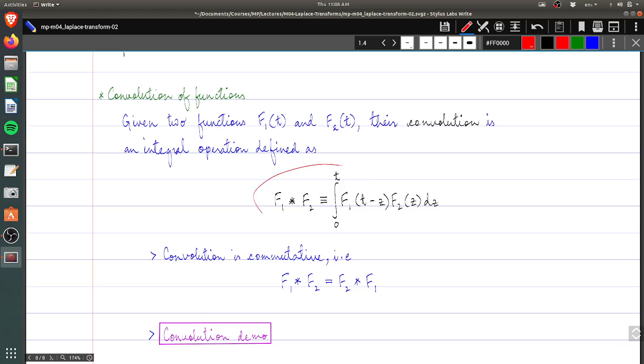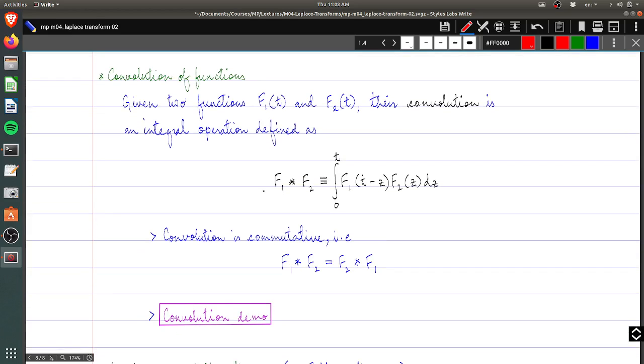Essentially we are doing a mirroring of one of the functions, translating it, and then superimposing both of these and taking the integral. So basically we are trying to find the overlap integral between these two functions. This convolution is very common in signal processing, and it is a commutative operation. That is, it really does not matter in which order you do the convolution, whether it's f1 star f2 or f2 star f1.